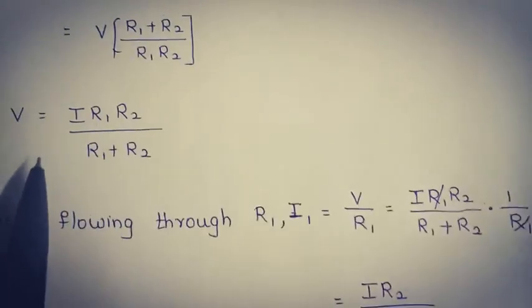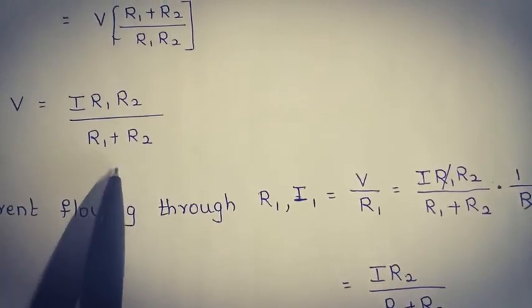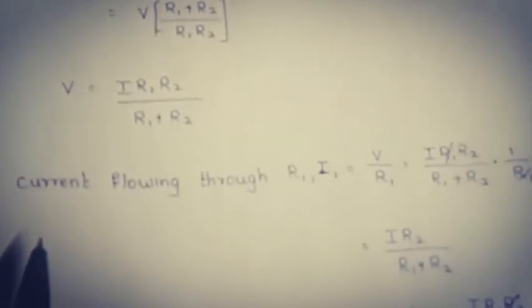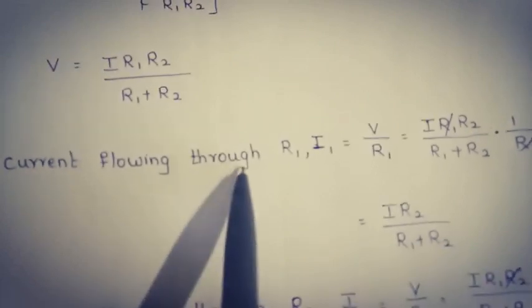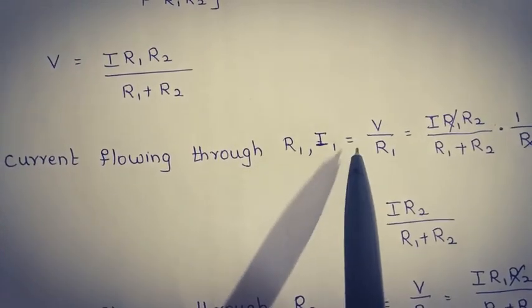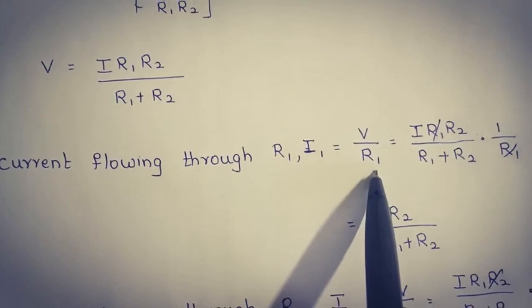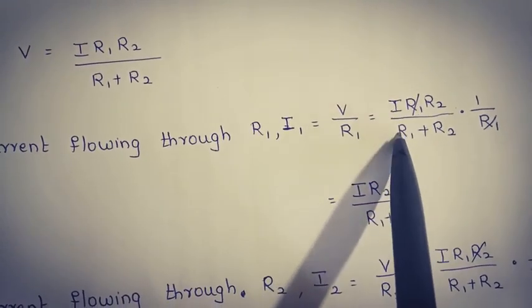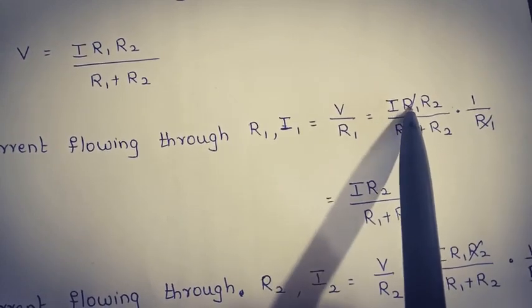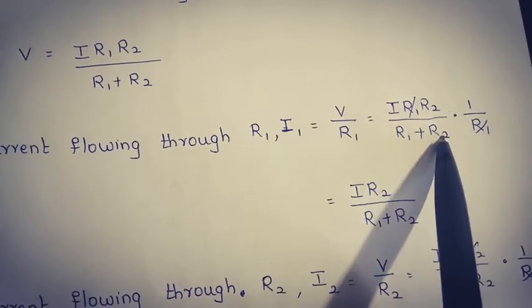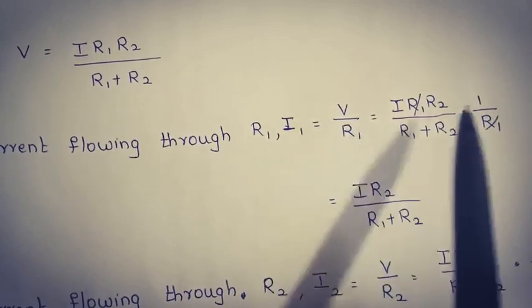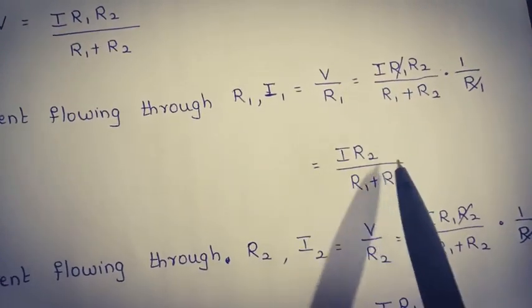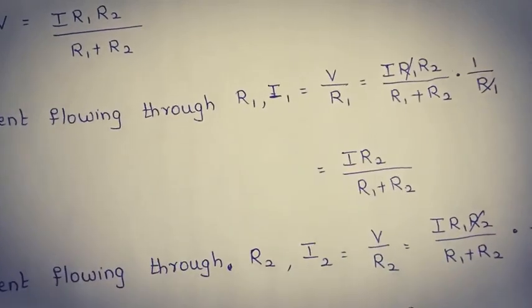So, once we have completed the calculation of V, then we are going to find out the current flowing through each resistor. So, the current flowing through R1, that is I1, is equal to V by R1. Substitute the value of V. V is equal to I into R1 R2 by R1 plus R2, into 1 by R1. R1 R1 will get cancelled, which is equal to I into R2 by R1 plus R2.